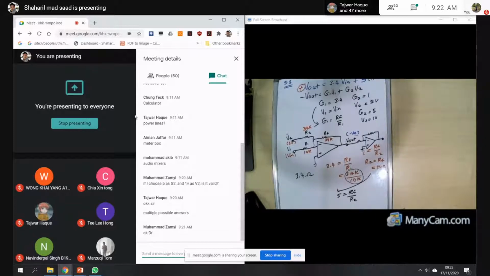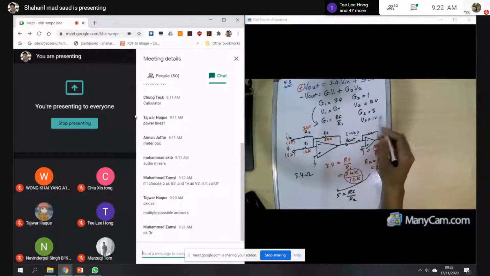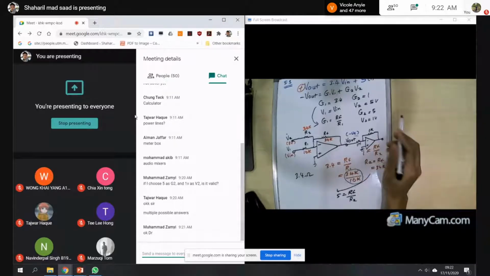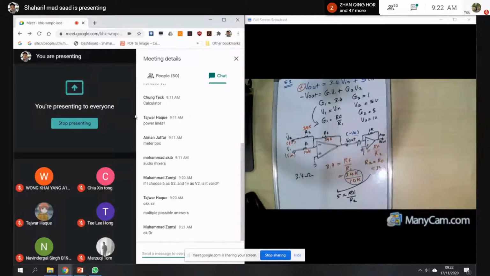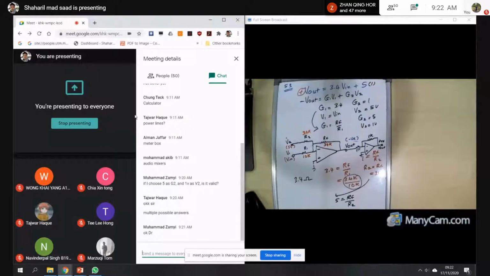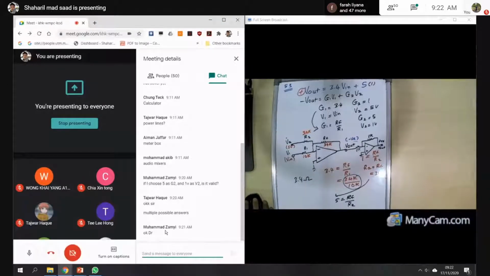So for this one you need the 1K and also 1K. And then this one you will get positive V out here. Clear? We need another inverting because we want to achieve positive V out here. So far, okay, clear?